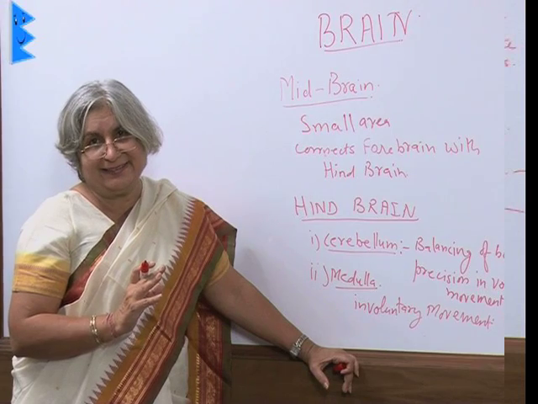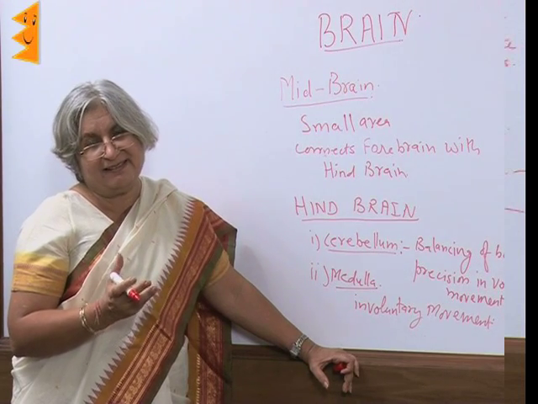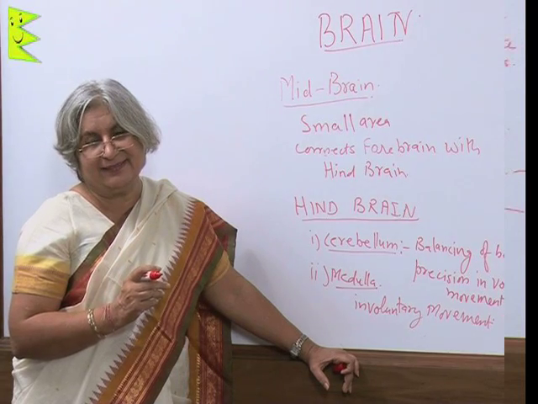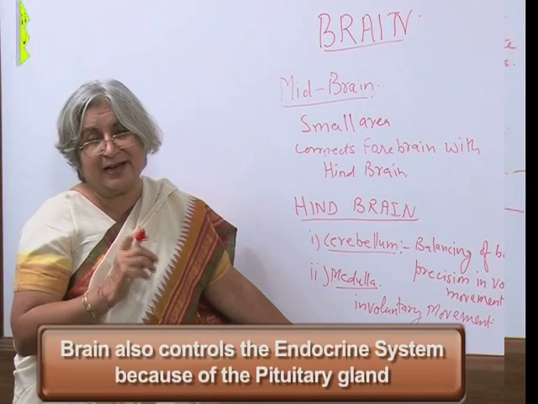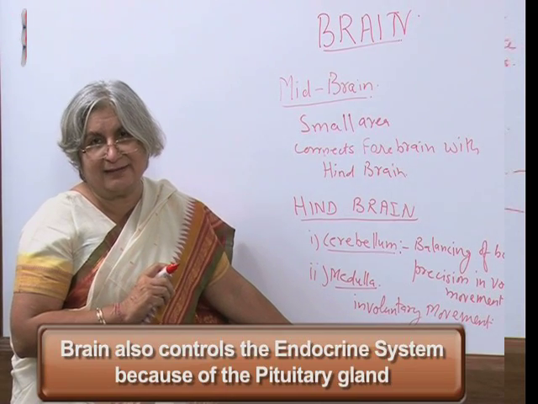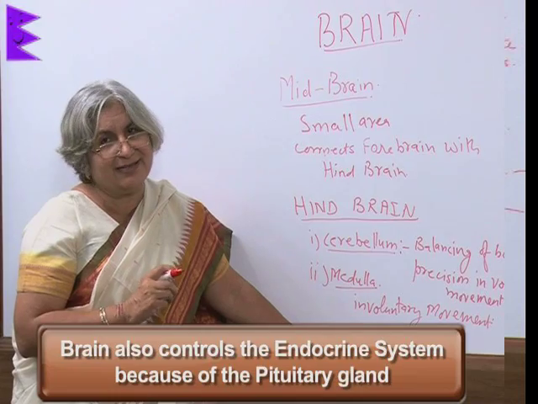Found it interesting? Everything in proper control and properly coordinated. Brain in fact also controls the endocrine system, because the pituitary gland, the master gland, is in the brain.